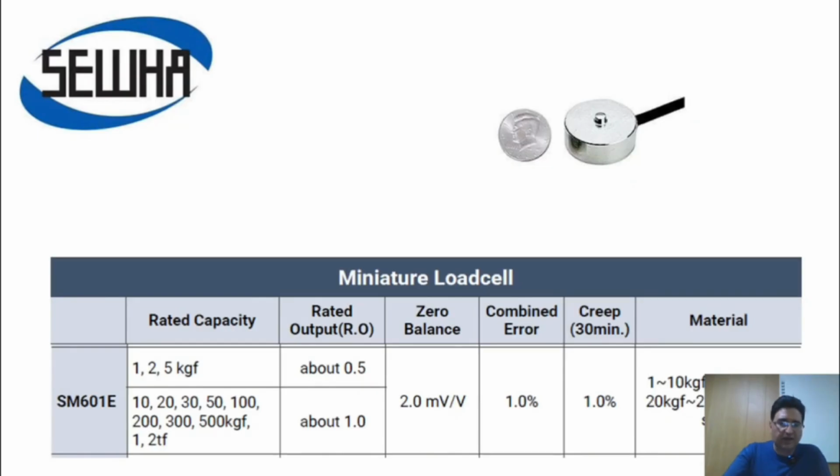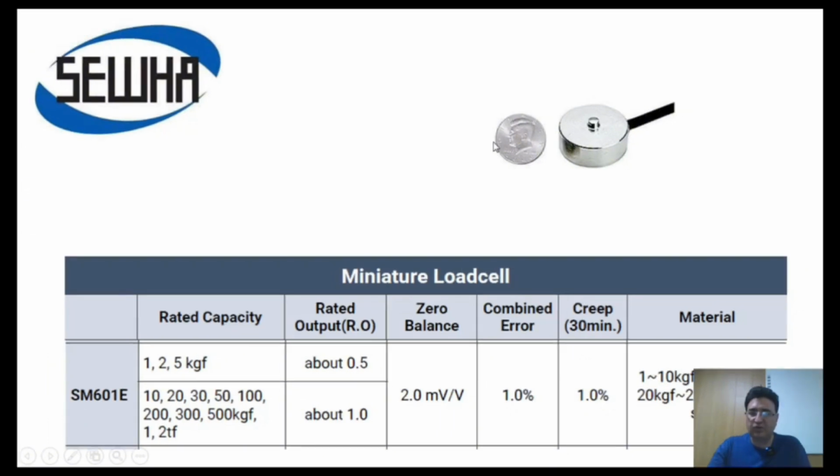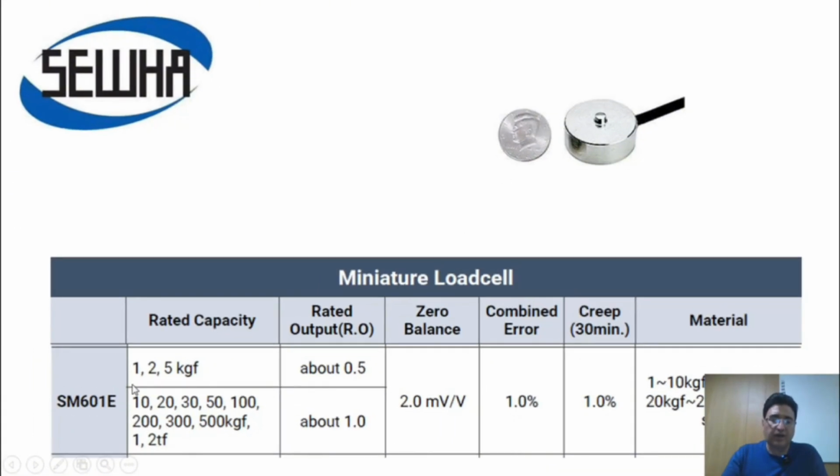Our next miniature load cell is the SM601E load cell. This load cell is very small, about the size of a coin. This load cell covers capacities from 1 kilogram up to 2 tons. For the 1, 2, and 5 kilogram capacities, its output rate or rated output is about half. But for capacities from 10 kilograms up to 2 tons, the output rate or rated output is 1. The combined error of these load cells is 1%. For capacities from 1 kilogram to 10 kilograms, the material is aluminum. For capacities from 20 kilograms up to 2 tons, the material is stainless steel.